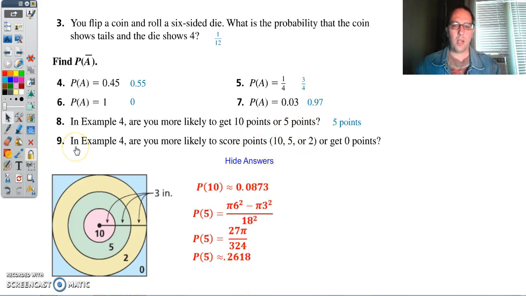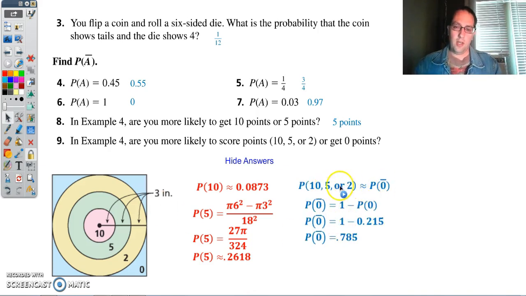Okay. Now, are you more likely to get some points or more likely to get no points? Well, we could add this probability and that probability and that probability, or we already found the probability of no points, right? And we want not 0 points. We want to get some points. So the probability of getting points is equal to the probability of not getting 0 points. So 1 minus the probability of no points, which we already know is 0.215. 1 minus that is 0.785. And so, yeah, you're more likely to score points than to not score points. And this is basic probability. Hopefully that helps. I'll see you next time.